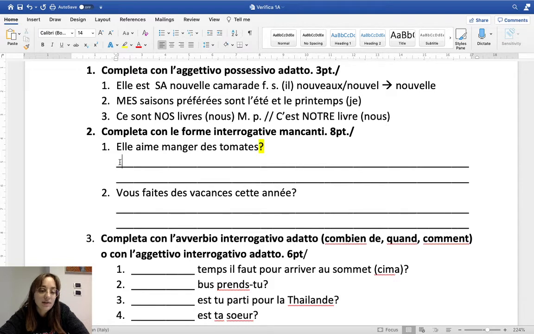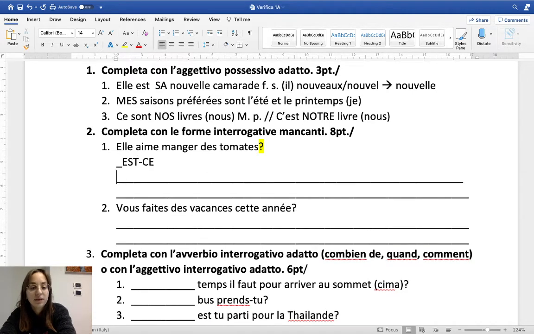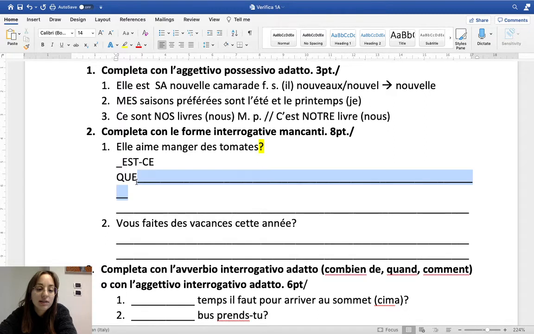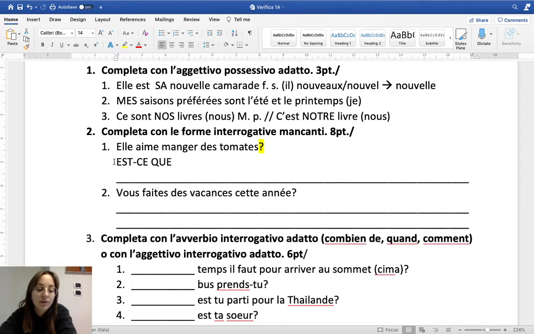But there's a second form of doing a question, and it's really easy. We have to add this form, this sentence, est-ce que, and then add a normal phrase. This means subject, then the verb, and then the complements.